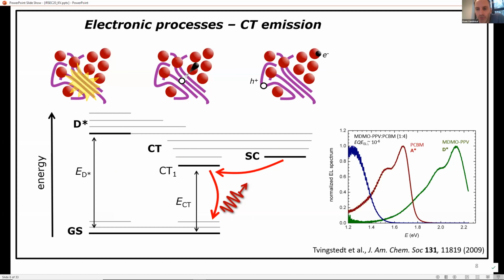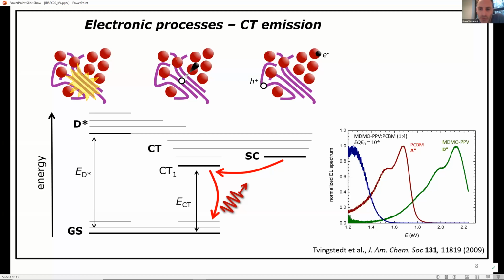This is an old experiment, one of the first experiments when this was done. It's a blend between a polymer donor and a fullerene acceptor. The emission spectra of the pure donor material and the pure acceptor material look like this. If you blend the two and you look at the electroluminescence emission spectrum, you get a spectrum which doesn't look at all like any of those two anymore. It's completely redshifted to low energies.